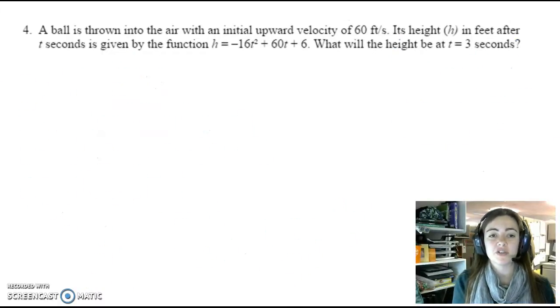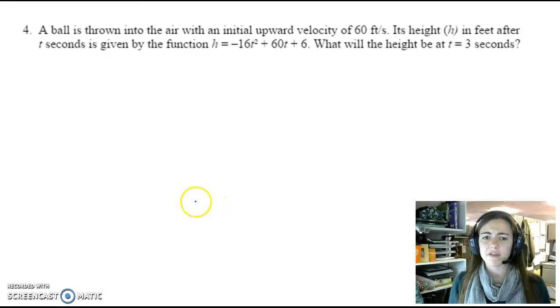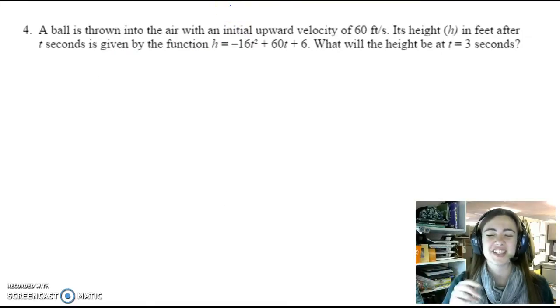Now for number 4, you're still using a similar equation, but we're doing something a little bit different. It says a ball is thrown into the air with initial velocity of 60 feet per second. Its height h in feet after t seconds is given by the function h is equal to negative 16t squared plus 60t plus 6. What will the height be at t is equal to 3 seconds?